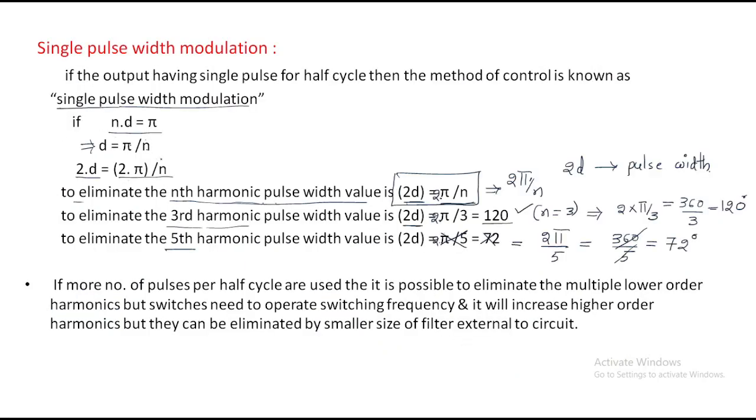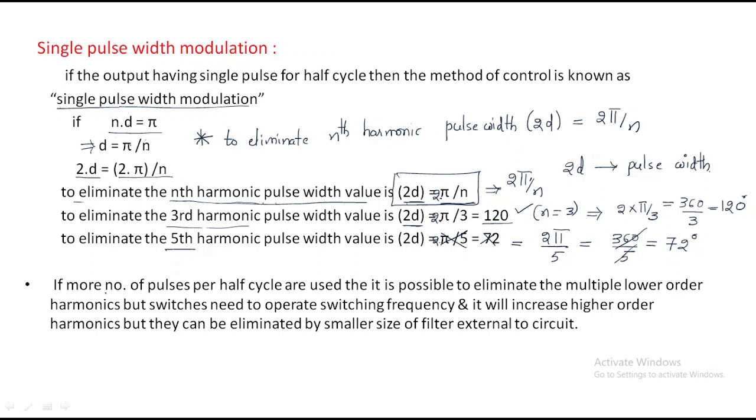Understand? This is very, very important. The formula is, to eliminate the nth harmonic, the pulse width values are equal, that is 2D, we can write 2π/n. So this is for a single pulse.